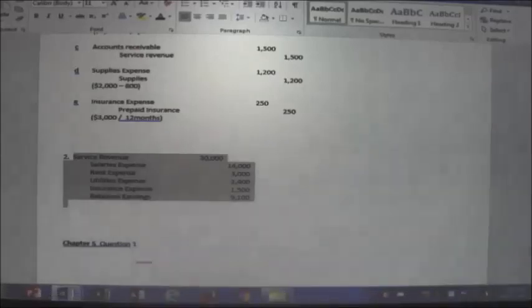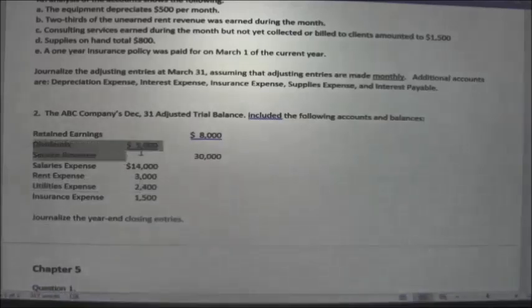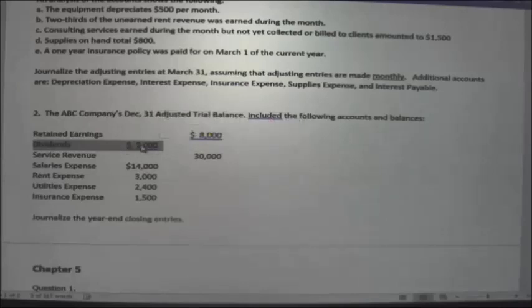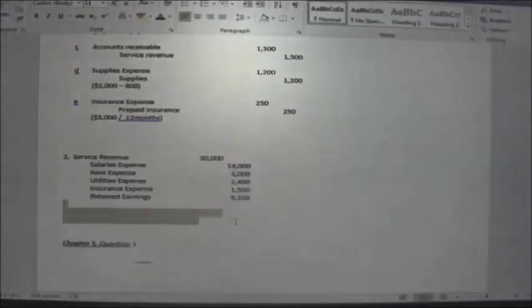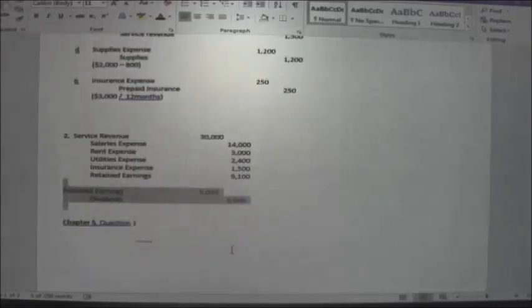Okay? If we go back and look at the question, we also had dividends of $5,000 that were paid. This dividends is debited on the trial balance, so I know that I have to credit it when I'm doing the closing entry. So here underneath it, right there, retained earnings dividends. That's the reduction in retained earnings for the dividends, just like you see on the statement of retained earnings.